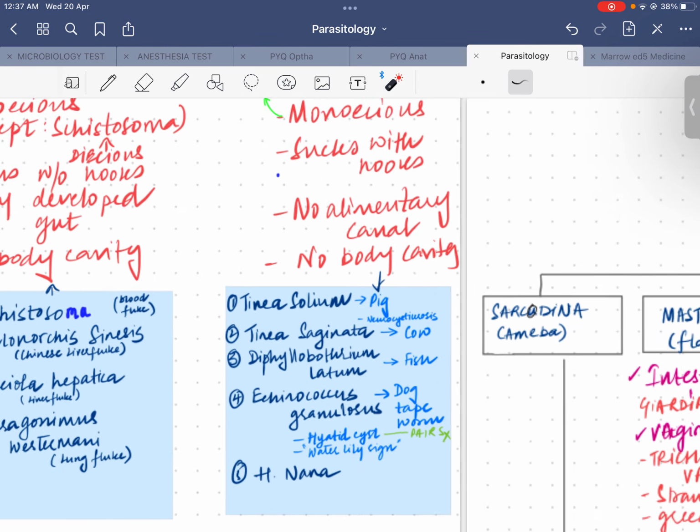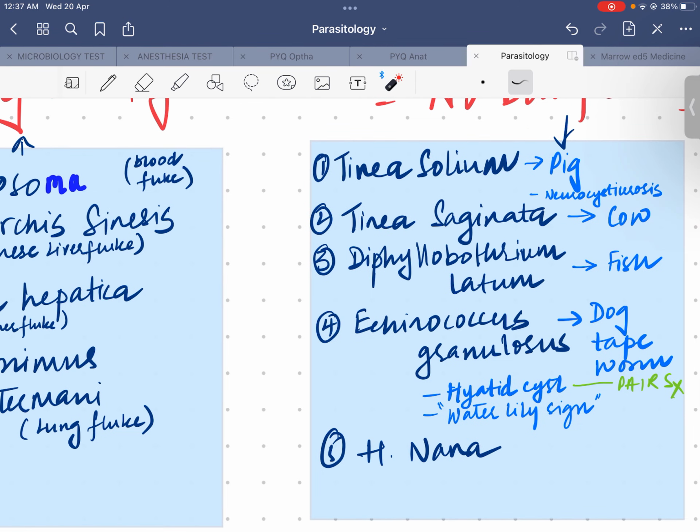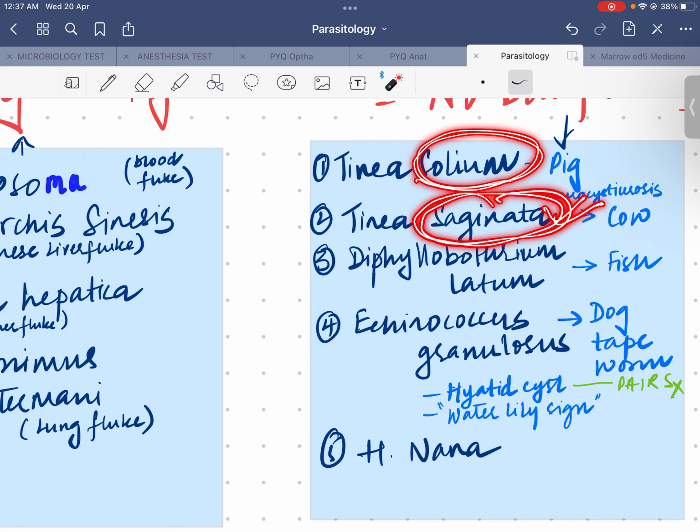Okay, so the cestodes are also called tapeworms, right? Taenia solium versus saginata. Saginata is longer, solium is shorter. Solium has hooklets, so solium is the armed tapeworm. Saginata will have more uterine branches.